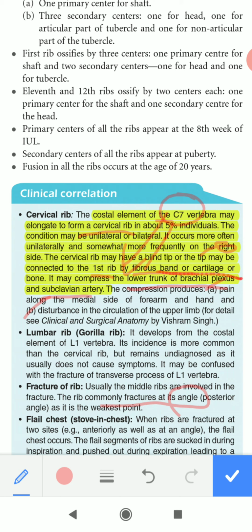the lower trunk of the brachial plexus as well as the subclavian artery. So it will produce some symptoms due to compression of the lower trunk of the brachial plexus. There will be pain along the medial side of the forearm and hand, and due to compression of the subclavian artery, there will be disturbance of the circulation. That means ischemia of the upper limb will be found. So this is the cervical rib.